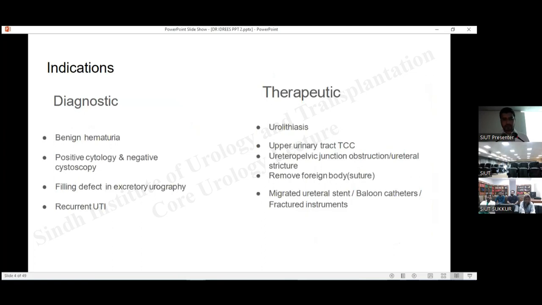The ureteroscopy indications are for diagnostic as well as therapeutic purposes. For diagnostic: benign hematuria, positive cytology and negative cystoscopy, filling defect in excretory urography, and recurrent UTI. For therapeutic purposes: ureteric stone, ureterolithiasis, upper tract TCC, pelvic-ureteric junction obstruction, ureteric stricture, and removal of foreign body, suture, migrated ureteral stents, balloon catheter, and fractured instruments.